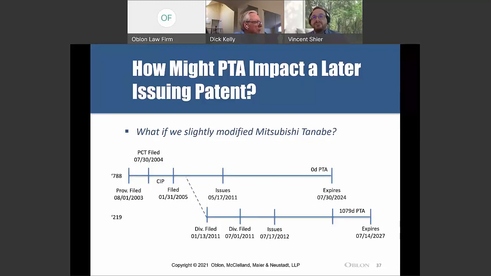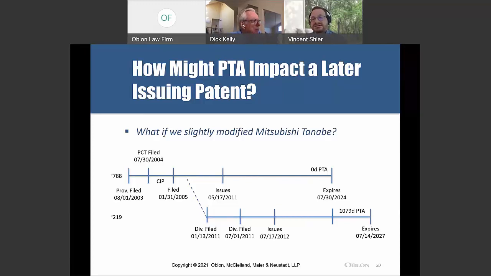Now, I think it's important to note in this instance that the 219 is a divisional of a divisional. And in fact, if they're true divisional applications, the patentee would be able to avail itself of the safe harbor provisions under Section 121 and avoid the double patenting rejection. And so they would be entitled to the two patents with the different dates.